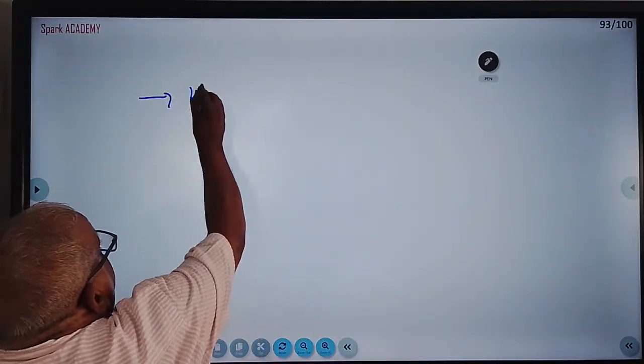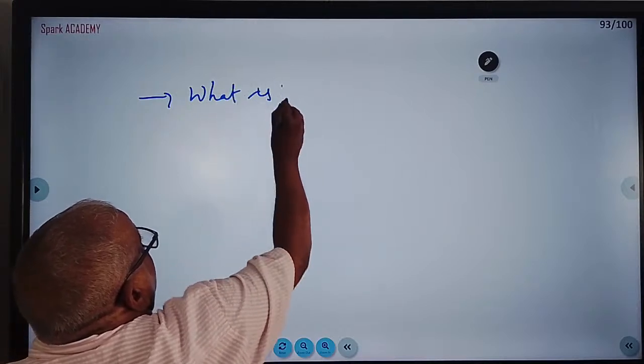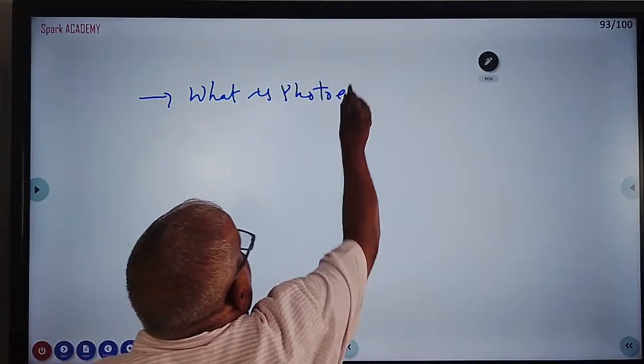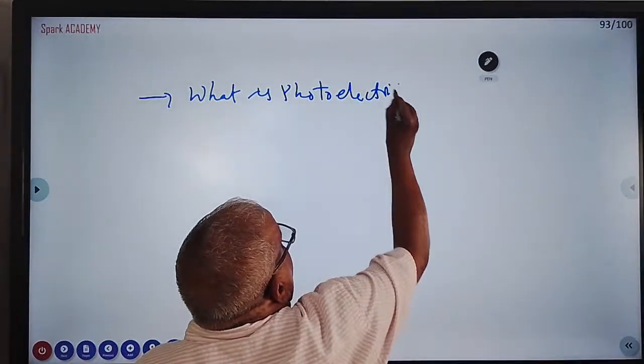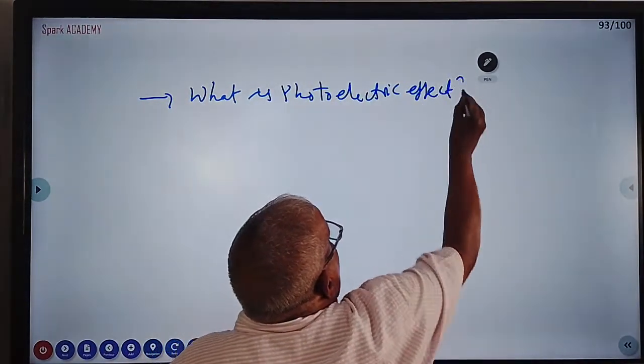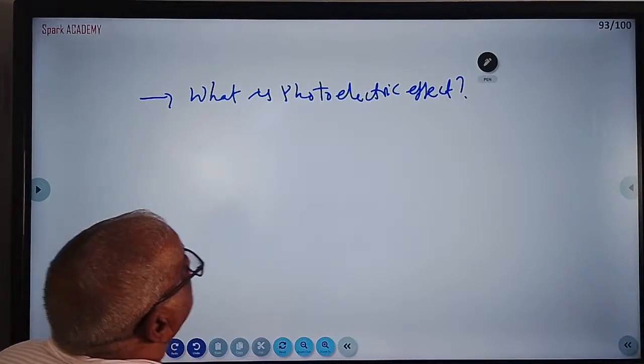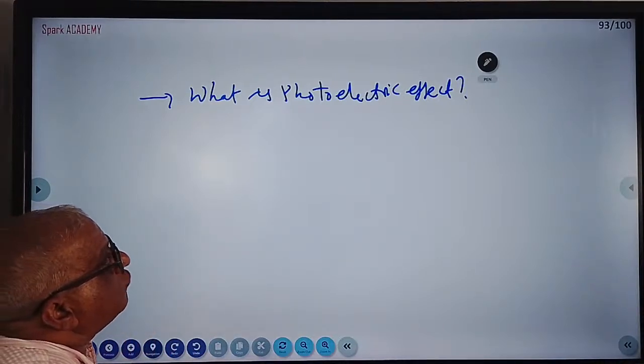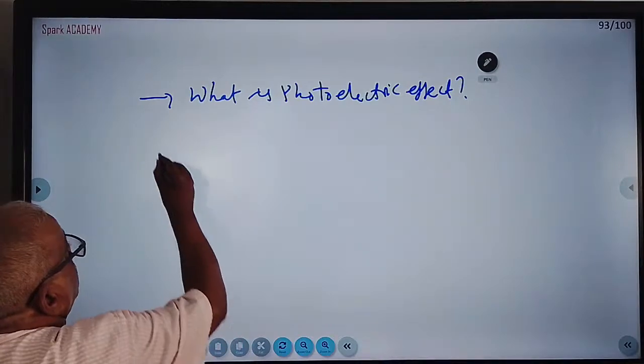What is photoelectric effect? And what is photoelectric equation? I am telling you, observe now.